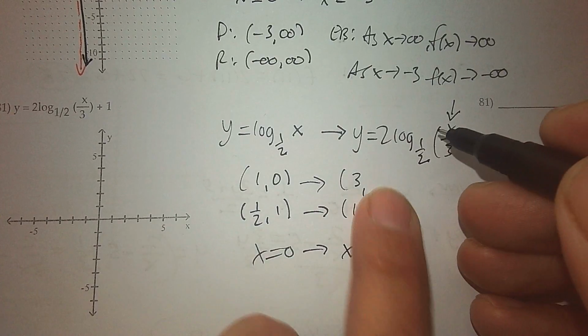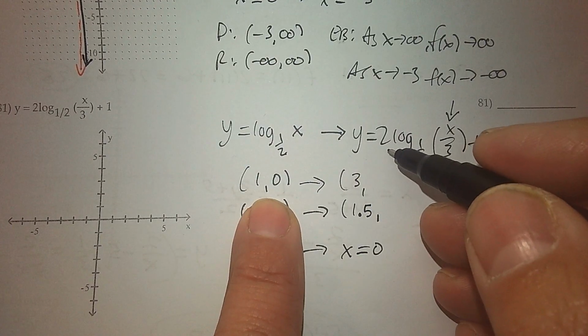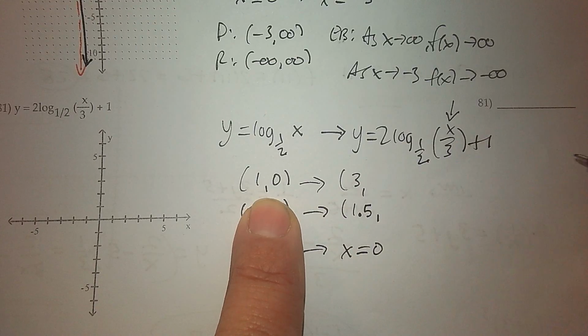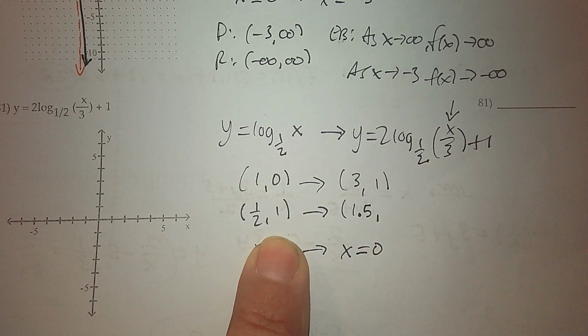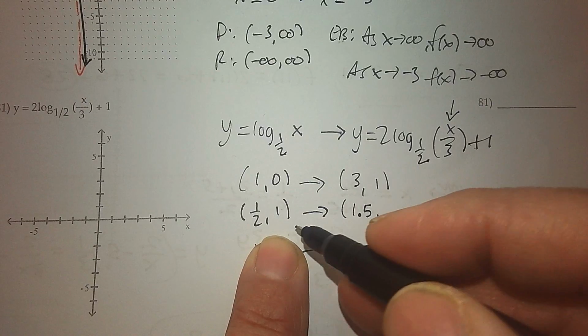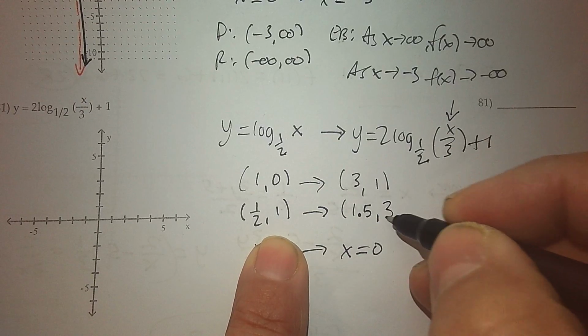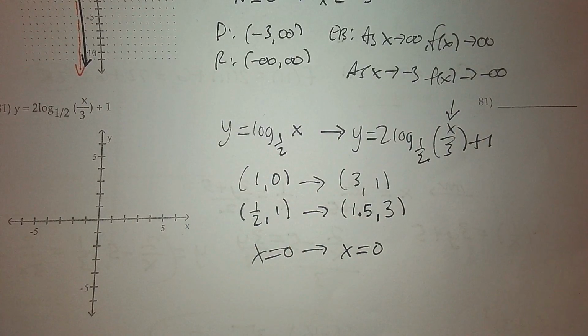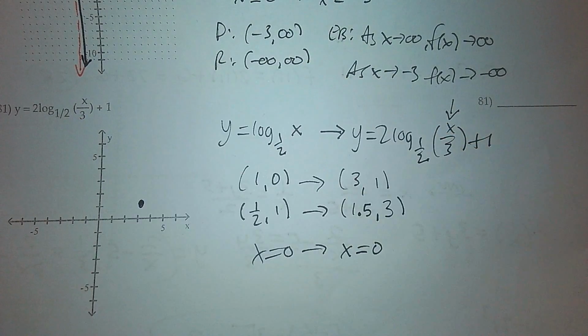So what am I going to do the y's? 0 times 2 is 0, and then add 1, and it's 1. 1 times 2 is 2, plus 1 is, now we're ready. So 3, 1, 1.5, and 3.